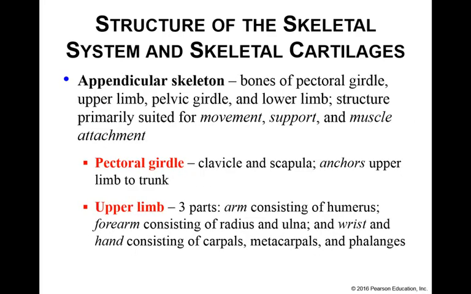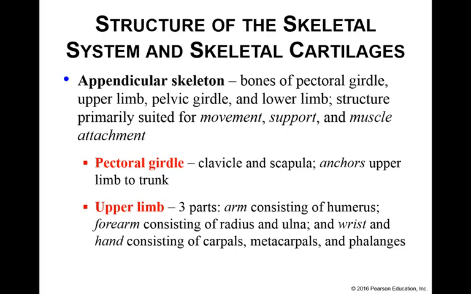Now, your appendicular skeleton includes the bones of your pectoral girdle, which you probably have heard called your shoulder girdle, your upper limb, your pelvic girdle, and your lower limb. And the primary purpose here is for movement, support, and to allow a place for muscles to attach. Your pectoral girdle has 2 bones, clavicle and scapula, and it anchors the arms to the trunk. Okay, so it supports the arms.